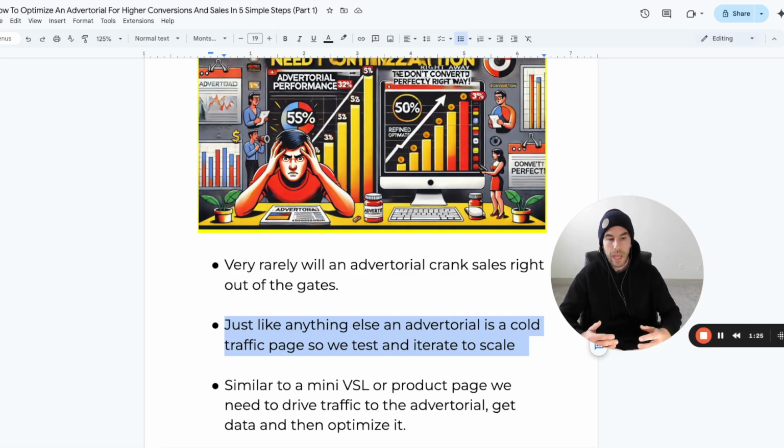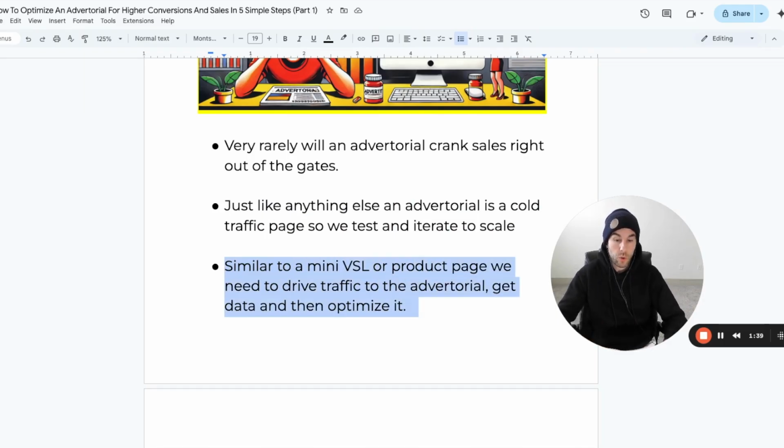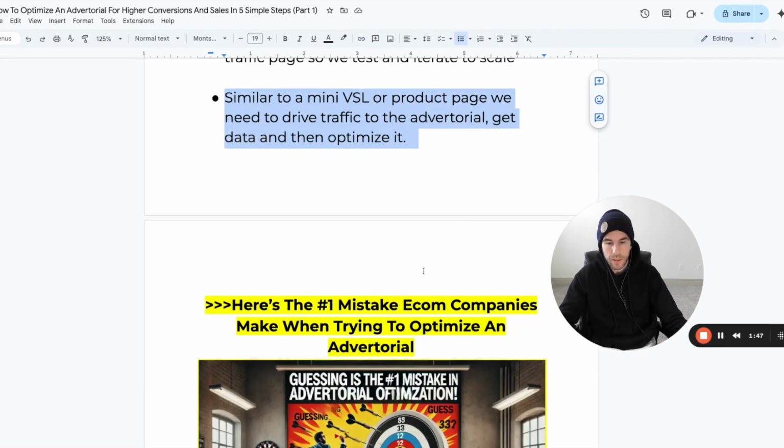So really, it's a game of putting out our best guess, then testing and iterating to get that advertorial to scale. And this is really similar to what we've spoken about a couple different times on this channel with mini VSLs or product pages, which is we need to drive traffic to the page, we need to get data on it, and then based off that data, we need to go and optimize specific elements that are the bottleneck there.